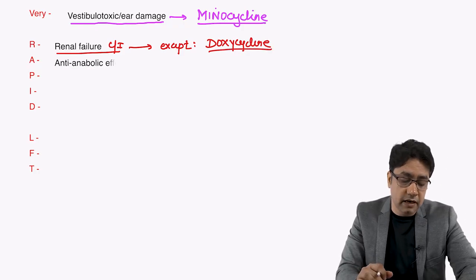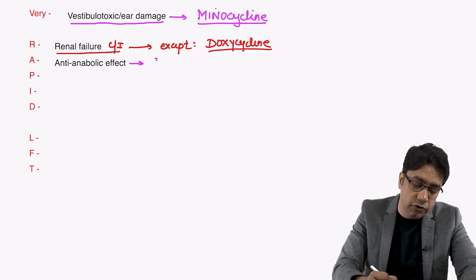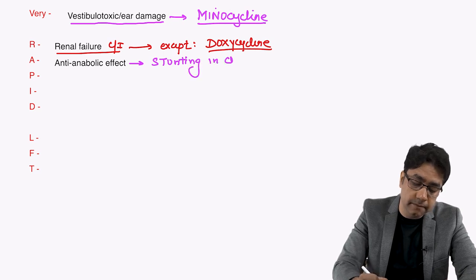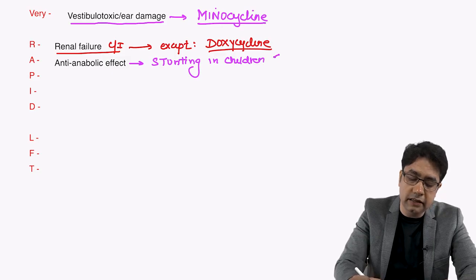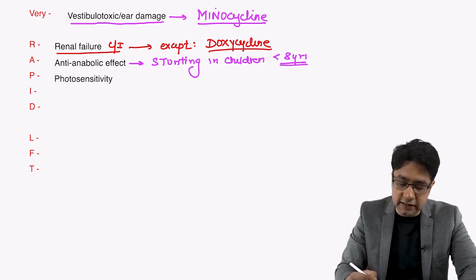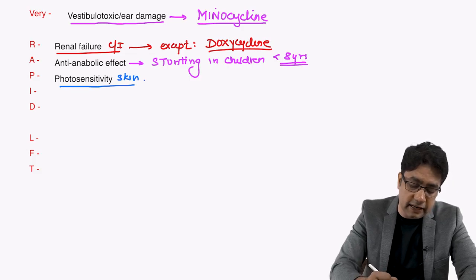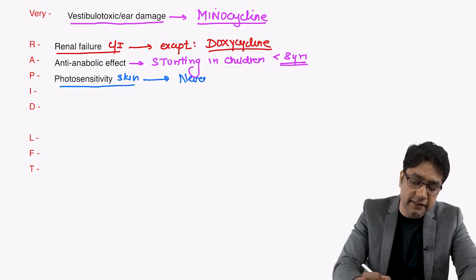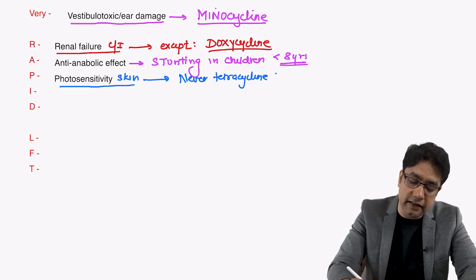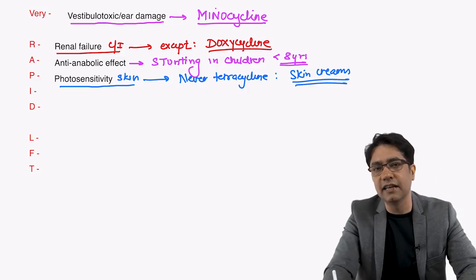Very important question. Now they have an anti-anabolic effect. Anti-anabolic means they will produce stunting. And this stunting will be seen in children. That is why we avoid them in children less than 8 years of age. Now they can cause photosensitivity on skin. Because they produce photosensitivity of skin, we never give tetracycline as a topical skin cream. Never give tetracycline as skin cream because of the risk of photosensitivity or skin damage.